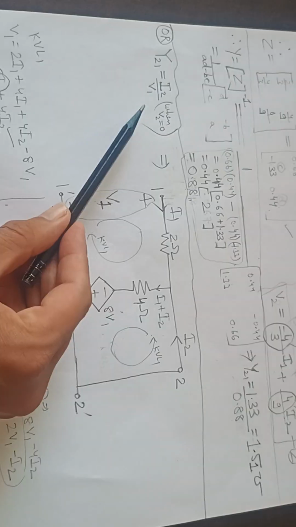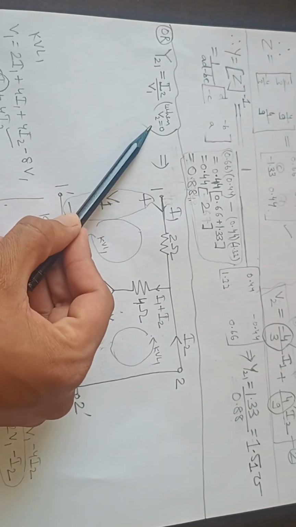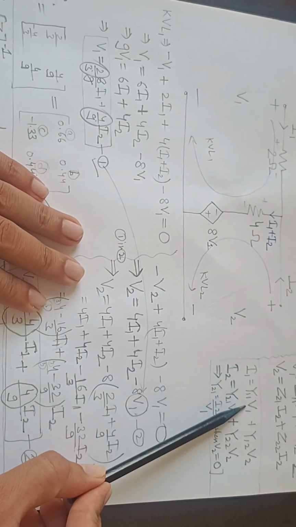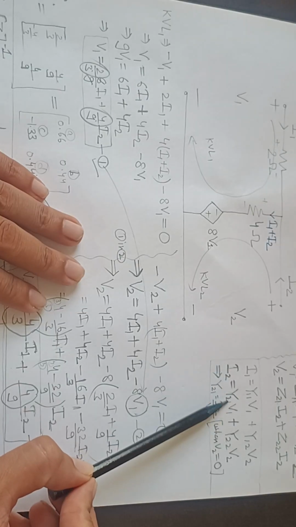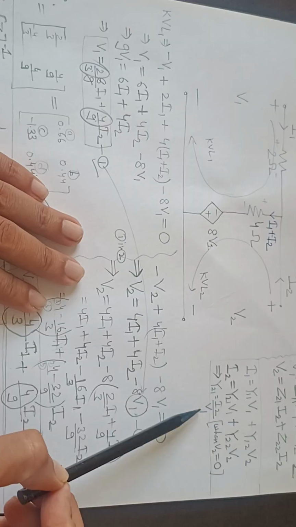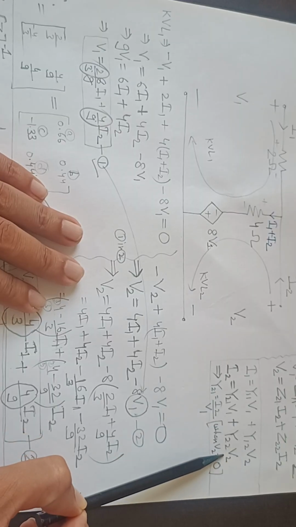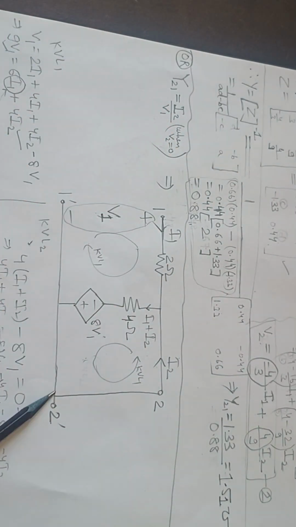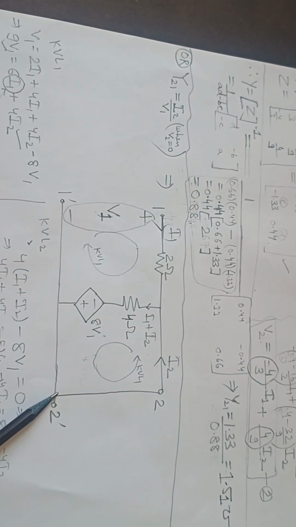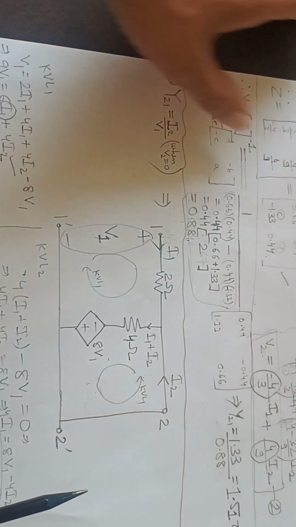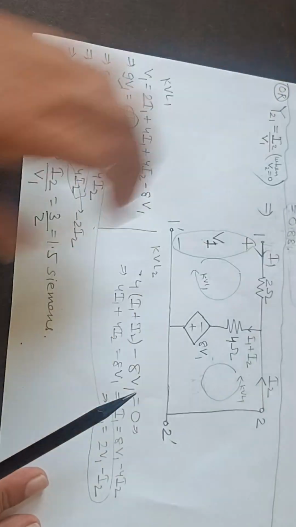Y21 is nothing but I2 upon V1 when V2 is 0, because you see the equation of y parameter, I1 is Y11 V1 plus Y12 V2, I2 is Y21 V1 plus Y22 V2. So Y21 is nothing but I2 upon V1 when V2 is 0. So when V2 is 0 means we need to short circuit the V2 part. Okay, so I short circuit the V2 part to make V2 0, and now we need to solve it.